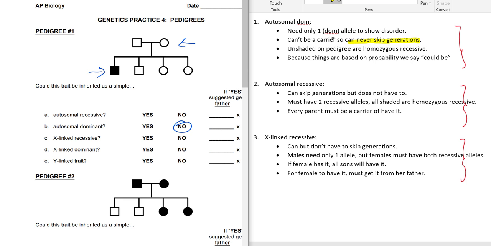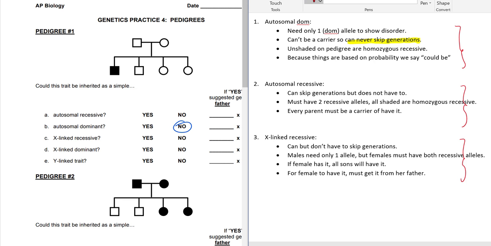So let's look at it. Is it possible that it could be autosomal recessive? Autosomal recessive can skip generations. Well, we don't have enough generations here to see whether or not it skips, but that doesn't mean we can't show that it could be autosomal recessive.